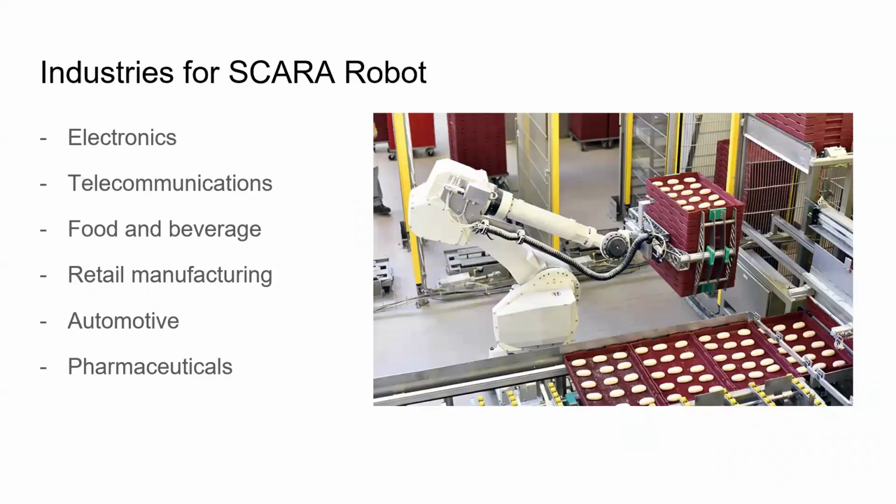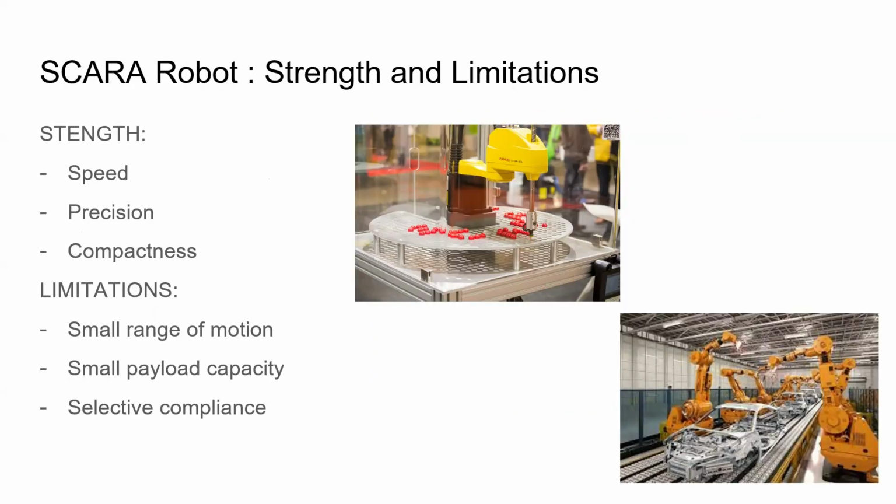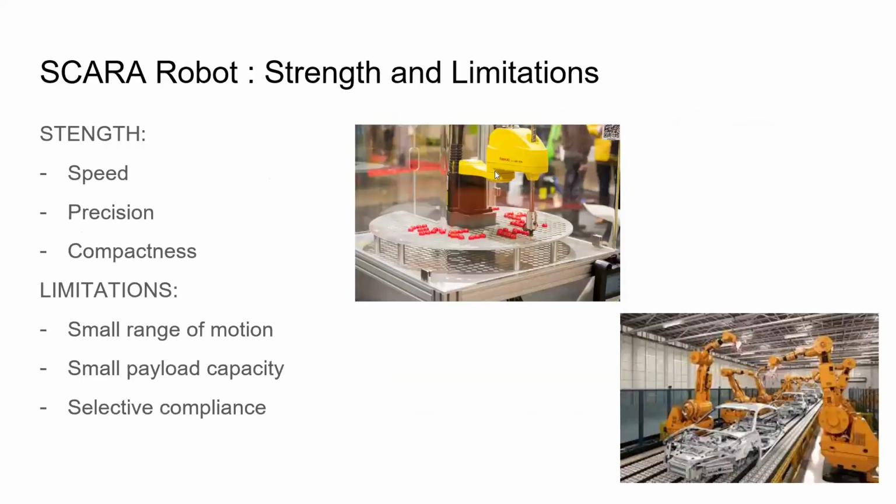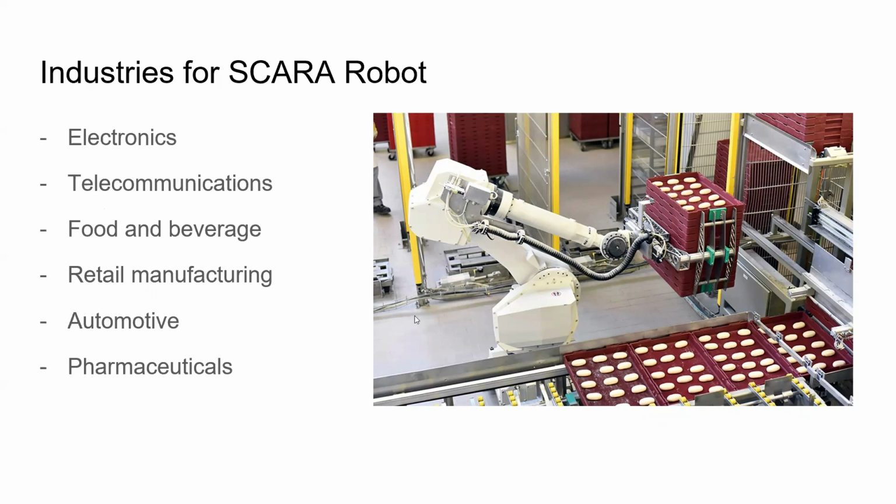Further, irrespective of all the limitations that I mentioned here, there are many industries which are using SCARA robots right now. Those industries are electronics, telecommunication, food and beverages. The picture you see on the right is from the food industry. Then we have retail manufacturing, then the pharmaceutical one here and the automotive one here. These are a few industries which are currently making use of SCARA robots and utilizing all of their speed and compactness, and all these high volume producers are using those features.